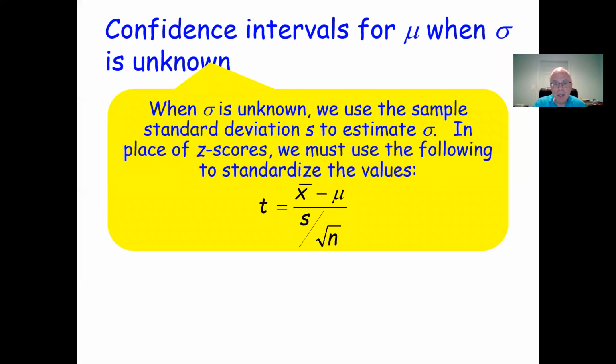And this is the actual calculation of t. It's a standardized score. It's x bar minus the mean divided by the standard error, which notice here we don't use sigma anymore, we use S. What is S? It's the standard deviation for the sample that we've chosen. So we have the x bar for that sample, and we also have the standard deviation S for the sample. And that's divided by the square root of n. So this S divided by the square root of n becomes our standard error.